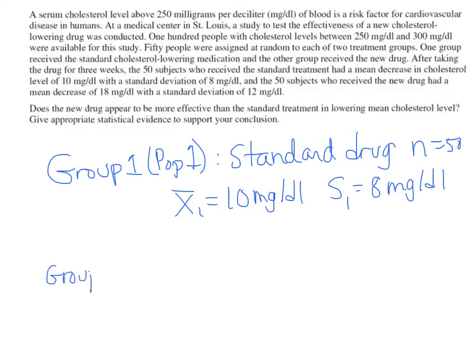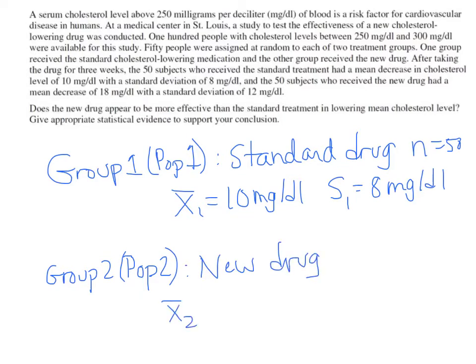Group 2, or population 2, is going to be the new drug group. Hence Huey Lewis's I Want a New Drug. So this is new drug. And again, the statistic x bar sub 2 is 18 milligrams per deciliter. And s2 is going to be 12 milligrams per deciliter.